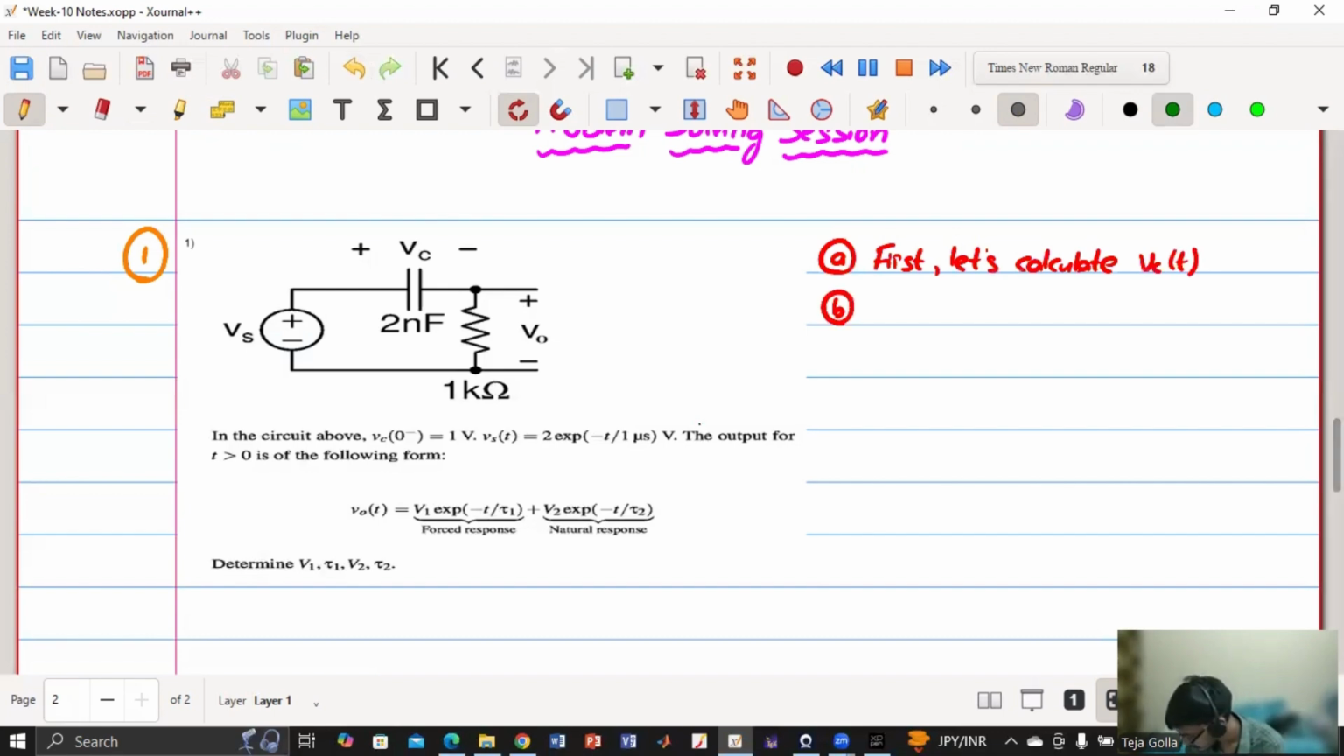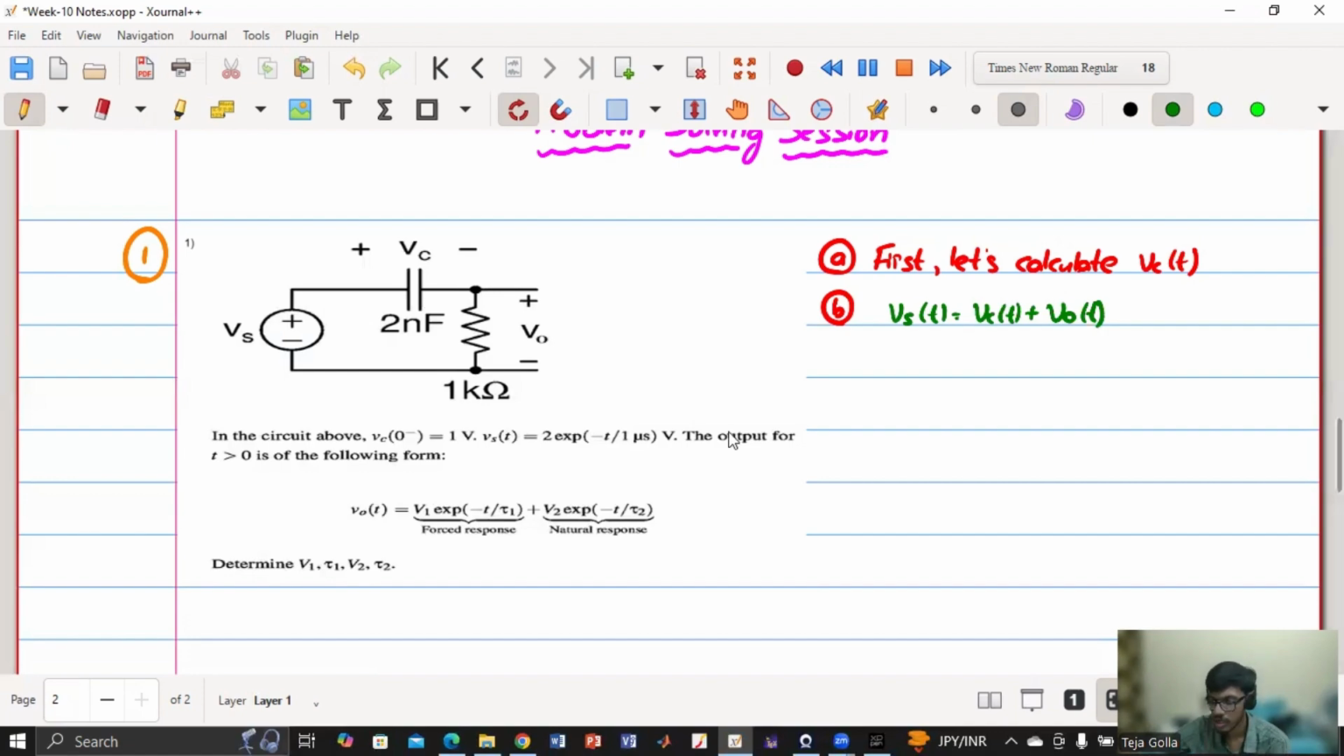I know that Vs of t is equal to Vc of t plus V naught of t. Once I know Vc of t, Vs of t is already given, and V naught of t is what? Vs of t minus Vc of t. So there is no confusion. Even if they ask some other voltage, first let us calculate Vc of t and from there we can calculate V naught of t.